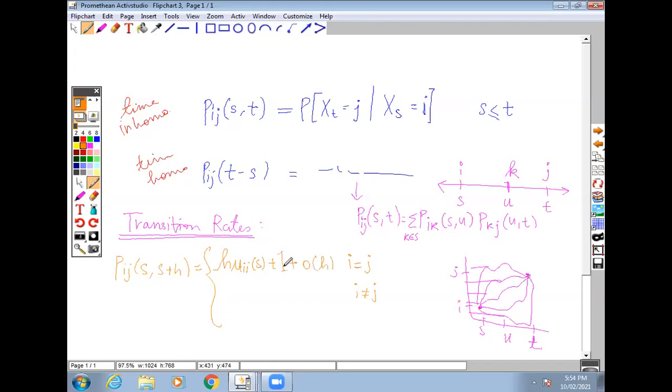So again, I don't know if you guys know, but this has to be a small o. You cannot write a big O here. That means something else. And this is small o of h. And again, if you have I not equal to J, then you will have h times mu_ij as usual. And again, whenever you write this transition rate, you have to write at what time you are trying to jump, plus o of h. So this will be how you define your transition rates in the case of time inhomogeneous Markov jump processes.